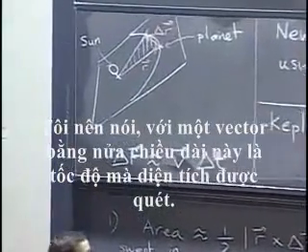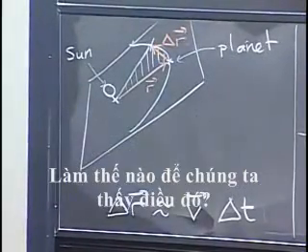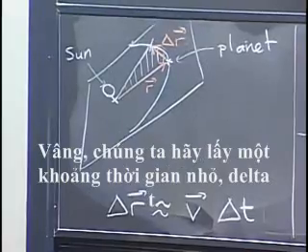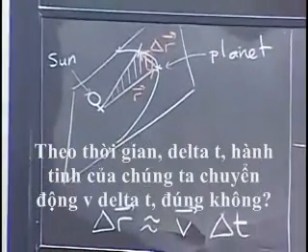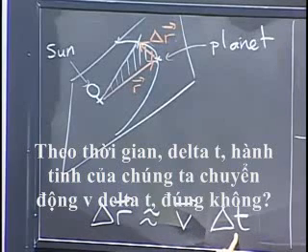I should say, with a factor of 1/2, this length is the rate at which area is swept. How do we see that? Well, let's take a small time interval delta t. In time delta t, our planet moves by v delta t.